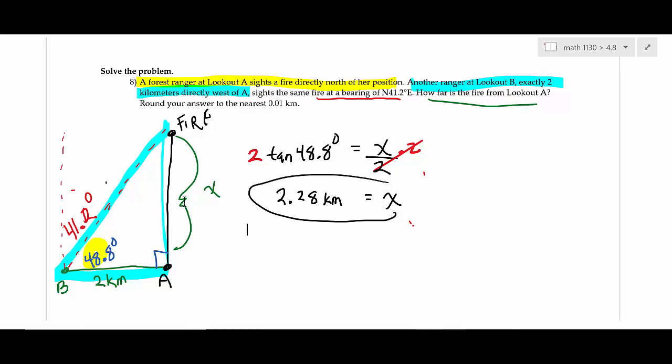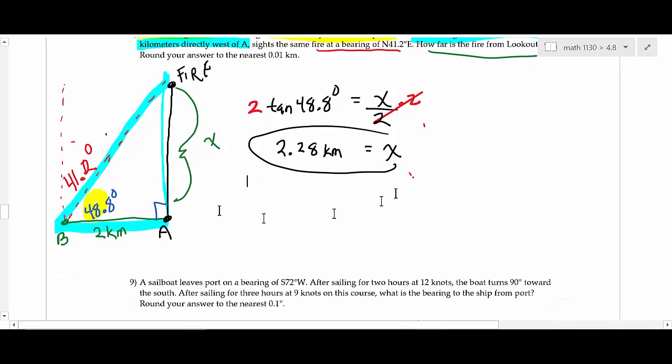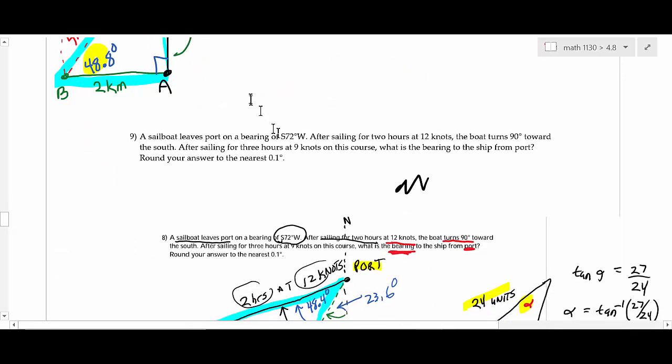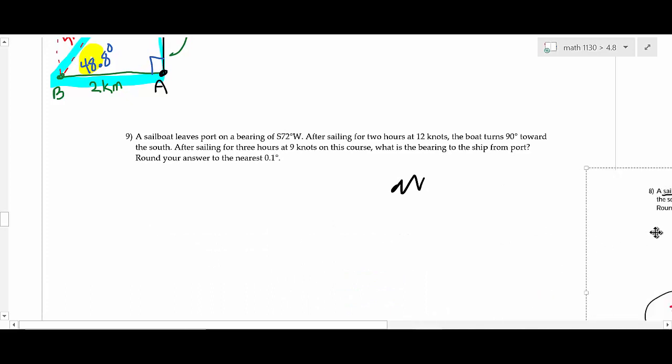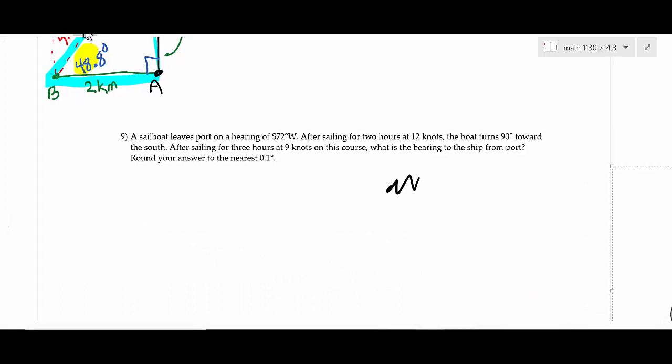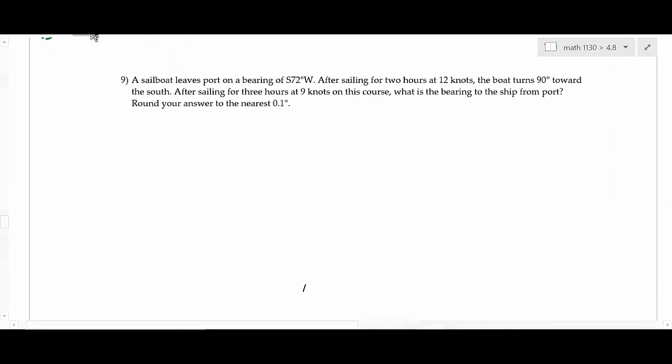Okay, the next one is a little bit harder. It's got a little bit more going on in it. So for this one, what I want to do is read the problem and see if we can get a diagram drawn. This one's a little bit tricky, I think.